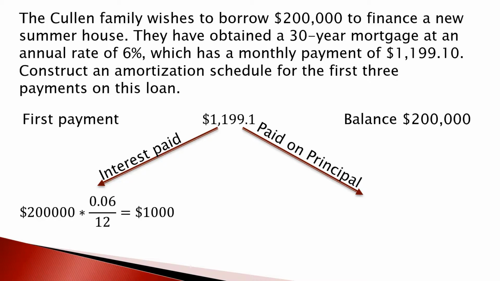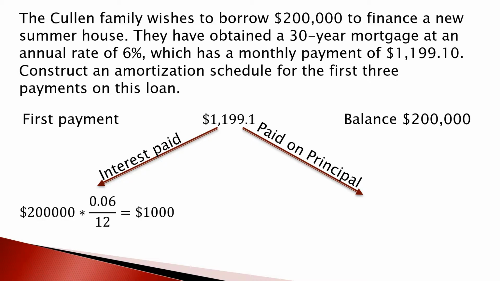0.005. And if you multiply the amount you owe by this monthly interest rate, you will get the interest amount for the first month. $200,000 times 0.06 divided by 12 is 1,000. So you actually owe your bank $1,000 for having $200,000 in your hands for the first month. So 1,000 will go to your bank.